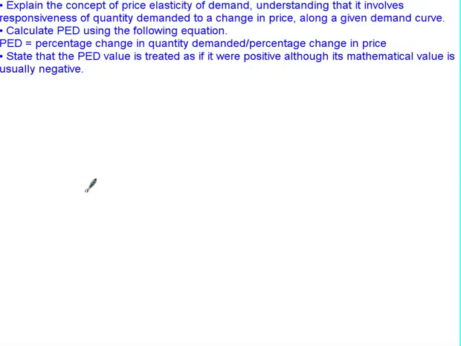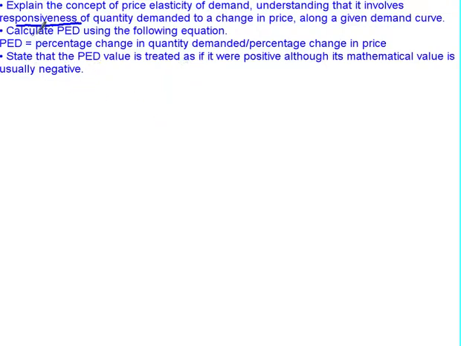What if they raise the price by 10% and everybody just about bought the same amount? Maybe sales dropped 1%. Then that would tell us something about the product. What if they raise the price 10% and half the people stop buying it? What would that tell us about the product? So that's what elasticity of demand is looking at, the price elasticity of demand. It is the responsiveness of the quantity demanded to a change in price along any given demand curve.